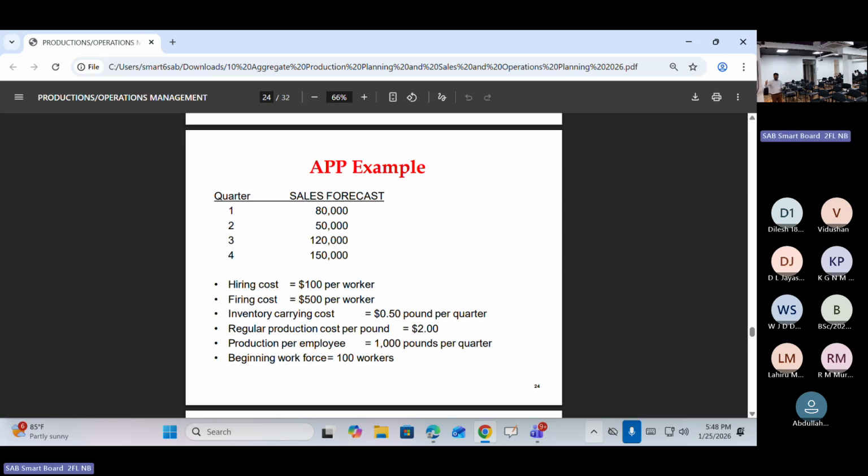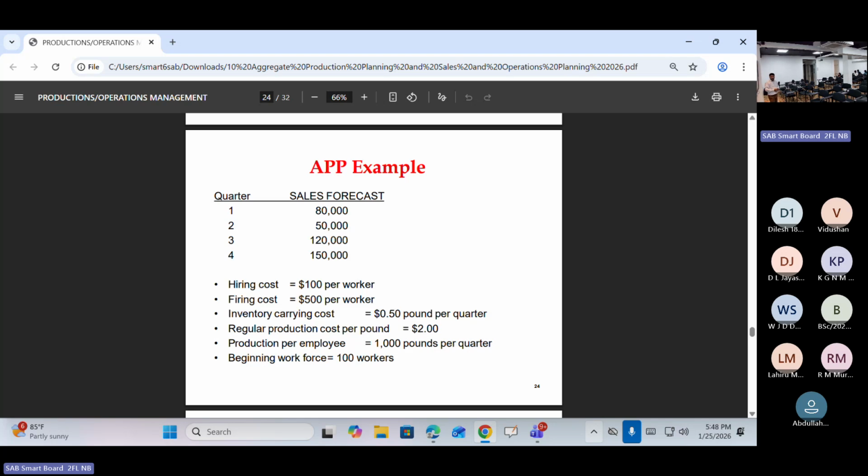You will be given the sales forecast for the next 1 year, for each quarter 1, 2, 3, 4. For the first quarter, 8,000. Second quarter, 50,000. So likewise. And we are provided such cost details as well.